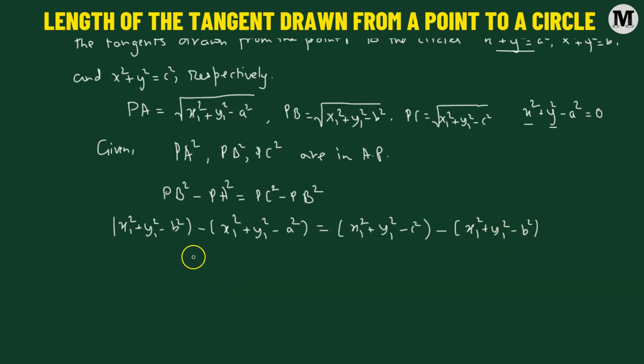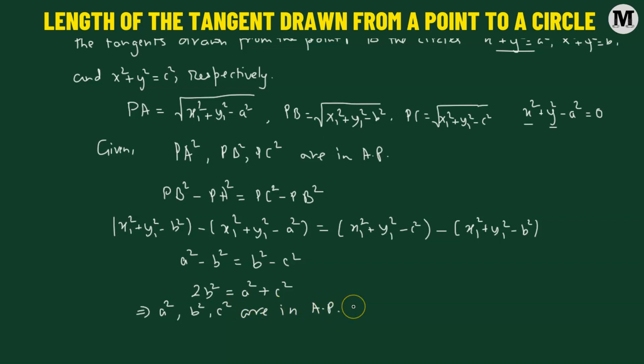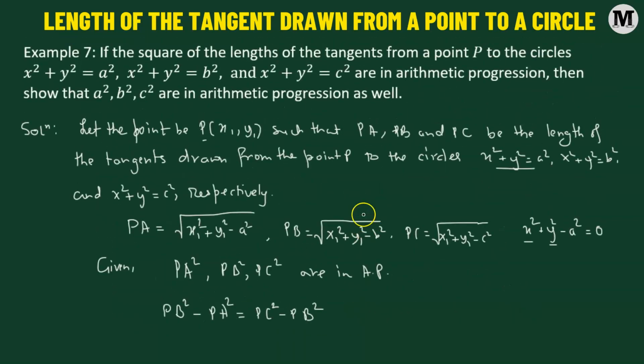Upon simplification, we're going to get a squared minus b squared equals b squared minus c squared. Or simply put, we have 2b squared equals a squared plus c squared, and when this condition is met, this implies that a squared, b squared, c squared are in arithmetic progression as well. So this is how we can use the concept of the length of tangent to solve our problems.